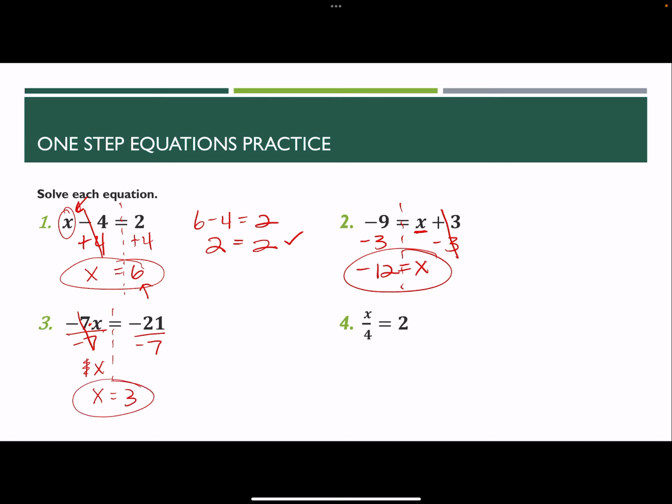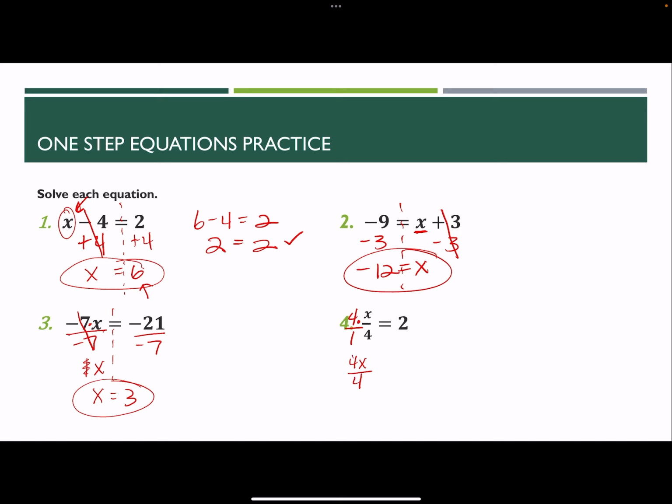Number 4, remember if you have a fraction like x over 4, that really means x divided by 4. So x divided by 4 equals 2. The inverse operation of division is multiplication. So I'm going to multiply this side by 4, or in other words, 4 over 1. And I have 4x over 1 times 4 is 4, right?